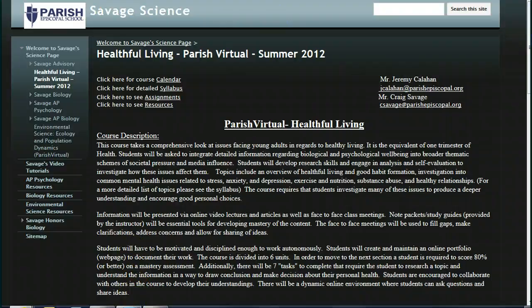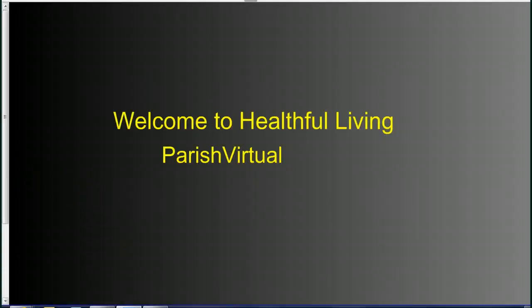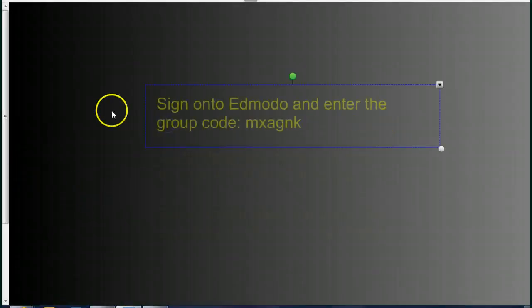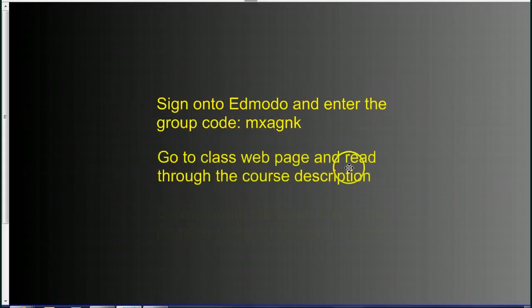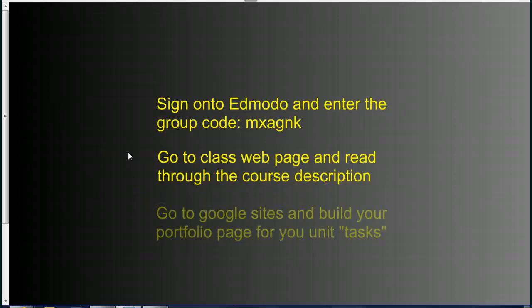All right, so let's briefly review what we need you to do. We need you to sign on to Edmodo and enter the group code MXAGNK. We need you to go to the class web page, which is linked on the Edmodo page, and read through the course description, spend some time getting familiar with what the web page looks like and how to navigate it, and go to Google Sites and build your portfolio page for your unit tasks. And there you have it.